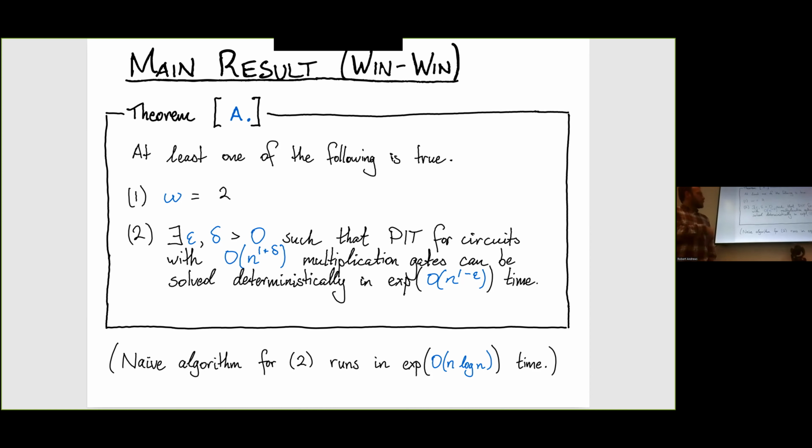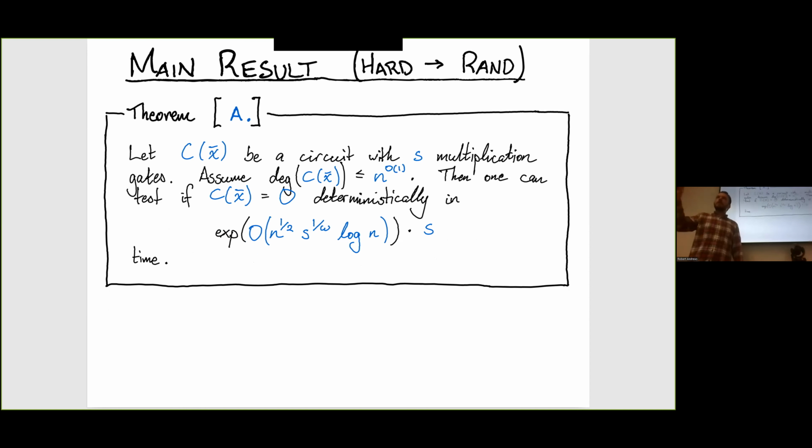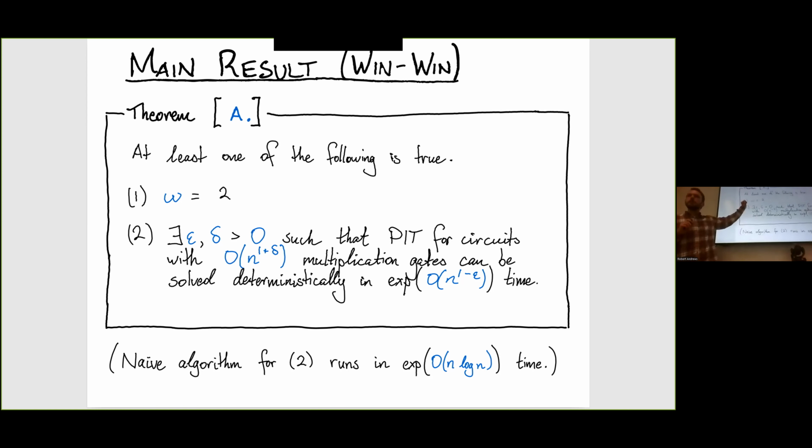So at least one of these things is true. We think both of them are true, and we think something much stronger than the second item is true, but we don't know how to prove any of these unconditionally. But one of them is true. Let me state it in a different way, which is a sort of hardness to randomness statement, right? In this previous slide, I said one of these is true. So equivalently, I could say not one implies two.